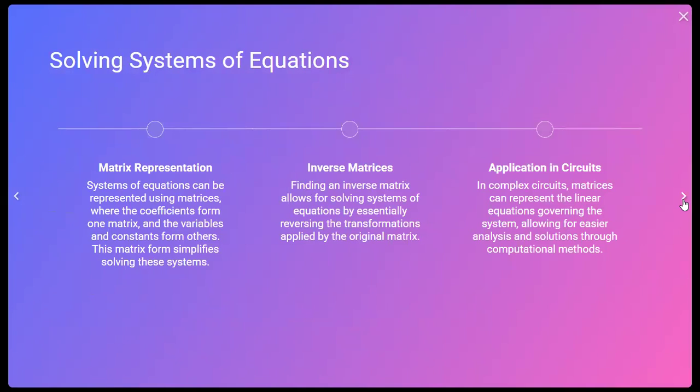Solving systems of equations. Matrix representations. Systems of equations can be represented using matrices, where the coefficients form one matrix and the variables and constants form another matrix, which simplifies solving these systems. Inverse matrix. Finding an inverse matrix allows for solving systems of equations by essentially reversing the transformations applied by the original matrix. Application in circuits. In complex circuits, matrices can represent the linear equations governing the system, allowing for easier analysis and solutions through computational methods.